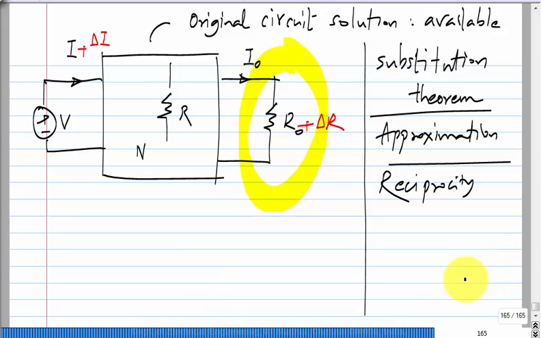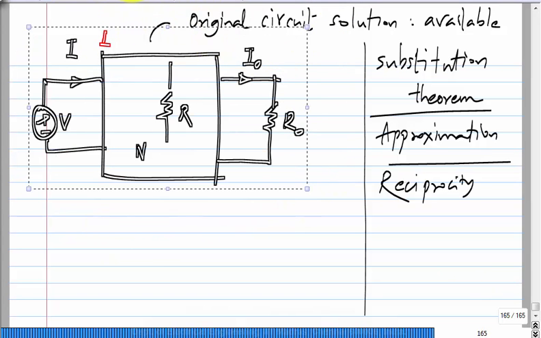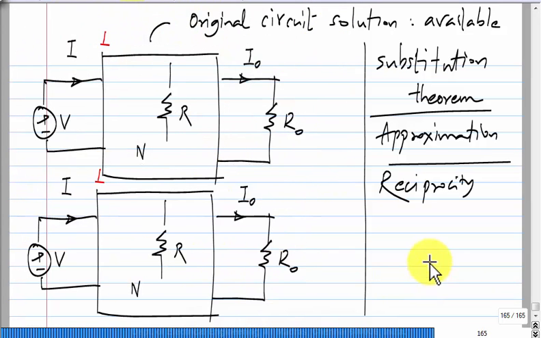First of all, what will you substitute? What will you substitute theorem for? So if this R naught is changed to R naught plus delta R, you expect everything in the circuit to change. Okay, so let's say this changes to I plus delta I, and this changes to I naught plus delta I naught. Okay.